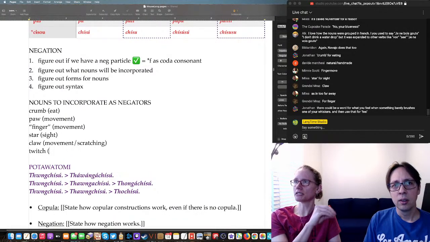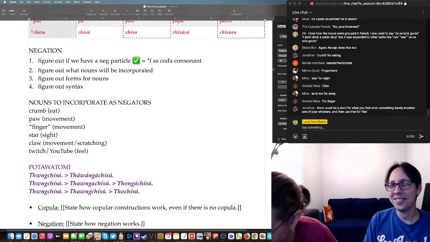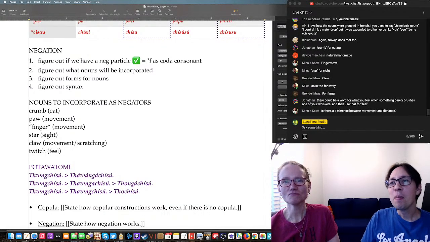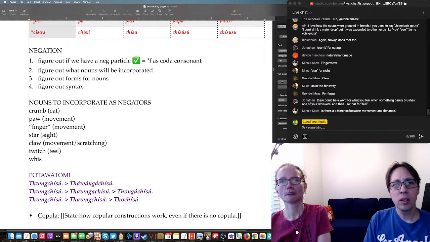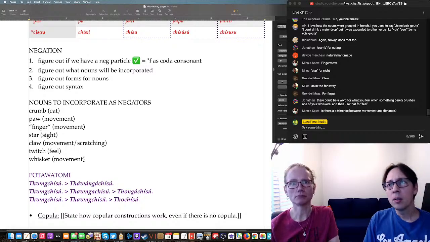Twitch is in a twitch, right? Or, I mean, I guess more in the spirit of the platform. Oh my gosh. All right. I'm actually going to throw in a whisker for movement as well. These are good.